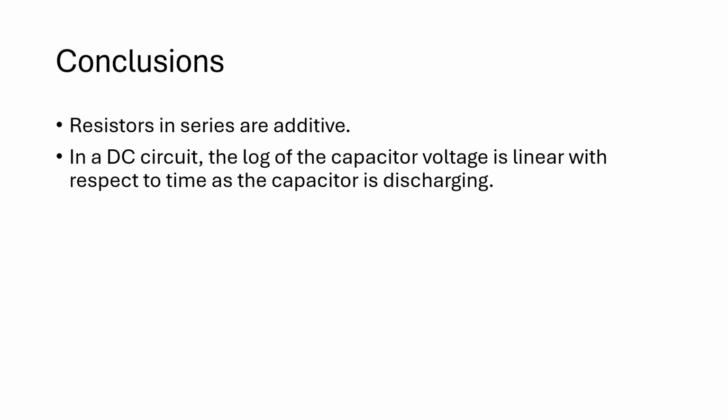So a couple key takeaways here. First, resistors in series are additive. And second, in an RC circuit, the log of the capacitor voltage is linear with respect to time as the capacitor is discharging. Again, this was Lab 3, DC and RC circuits.